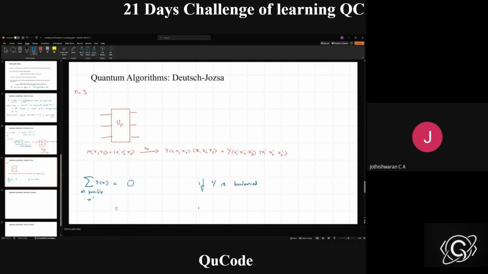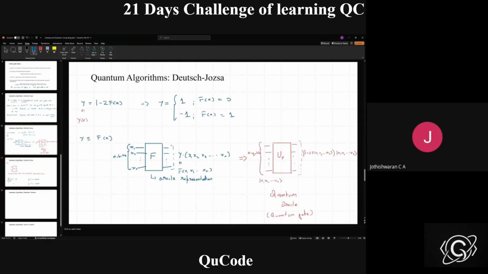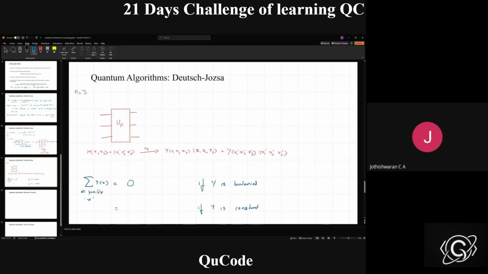And if y is constant, then what will this sum be? All y's are going to be +1 or all y's are going to be -1. So I will either have +2 to the power n or -2 to the power n. I hope you can see this. For a constant function, this summation will happen over and over again.